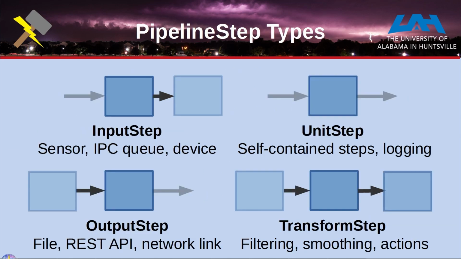Let's look at the four main types of pipeline steps. An input step typically takes in data from an external source, like a sensor, IPC or device, and being at the beginning of the pipeline, outputs it to the next step. An output step is typically near the end of a pipeline and takes in data from the pipeline and outputs it somewhere external, like a file, API, or network link. A transform step takes in data from a previous step, does something to it, and outputs it for further steps. And a unit step typically doesn't take in any data or output data and is self-contained, running in its own pipeline.